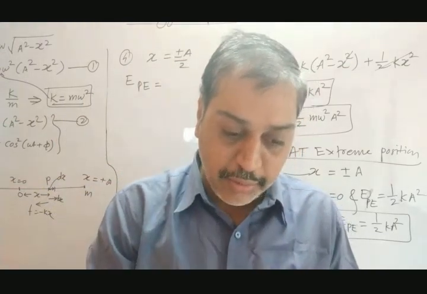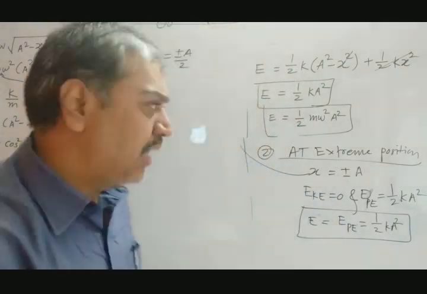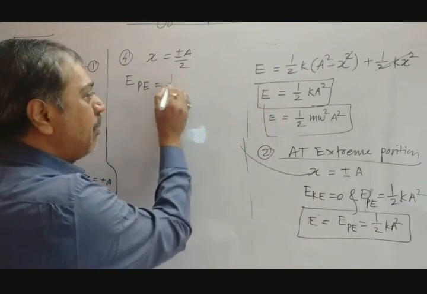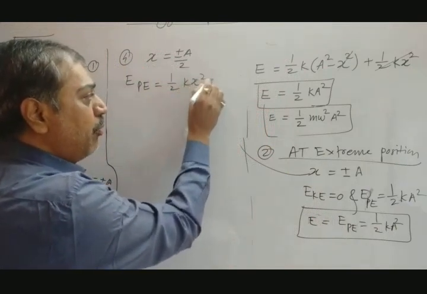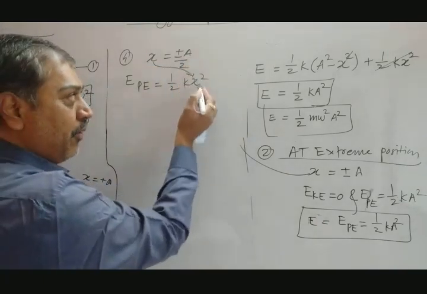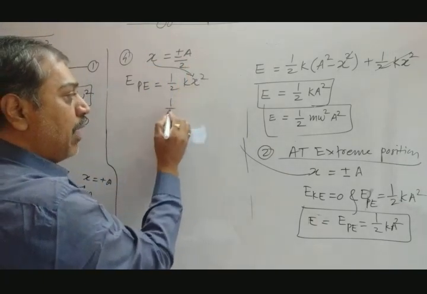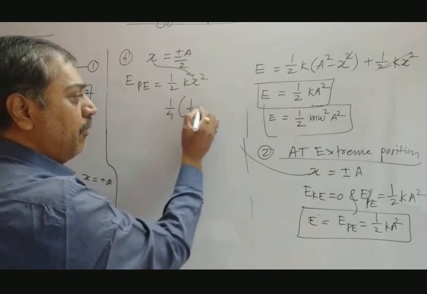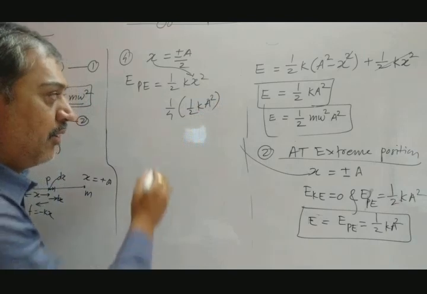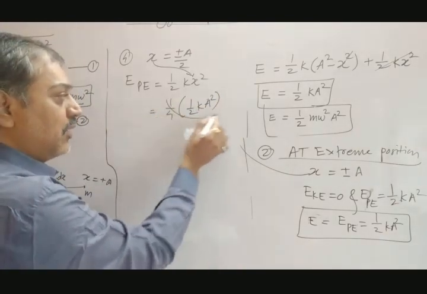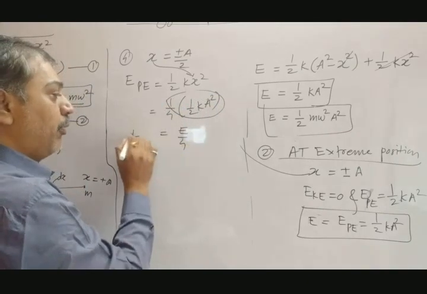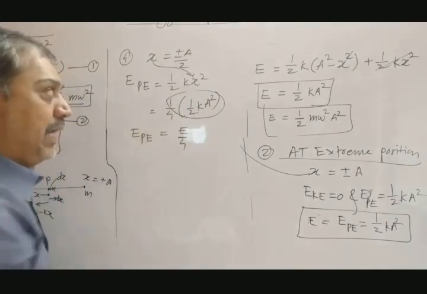If you see in your book, they have found out the potential energy of the particle. Just put the value of x: it is 1 by 2 kx square. Now put x equal to plus minus a by 2. What we get? 1 by 4, a square by 4. Take 1 by 4 common, then 1 by 2 k a square, and this is the total energy. So it is E by 4. The potential energy is equal to E by 4.